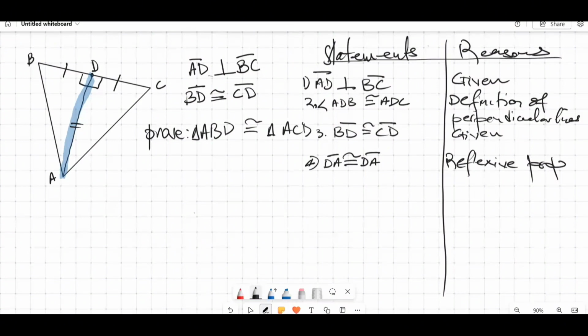Then I have, when I take a look, I have a side, an angle, and a side. So then my fifth statement here could simply be that, listen, I have triangle ABD, which is now congruent to ACD. And this is the SAS because I have a side and the side postulate.